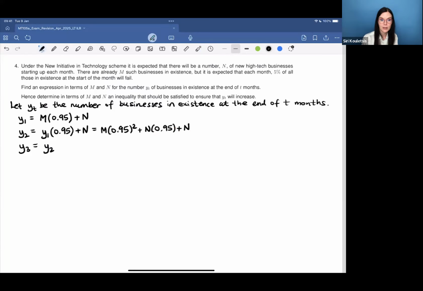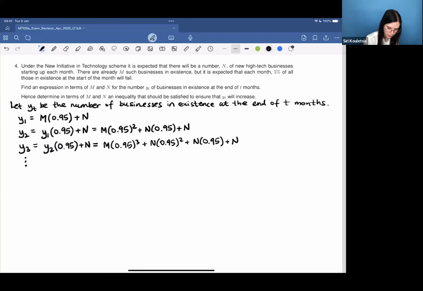So at the end of the 3rd month, we have all the businesses we had at the end of the 2nd month, which is Y2. 5% failed by the end of the 3rd month, so we're left with 0.95, and then we had another N new businesses. And again, now we replace this Y2 by the entire expression we found here. And now I think it becomes clear what the pattern is, and we are going to be able to write down an expression for YT.